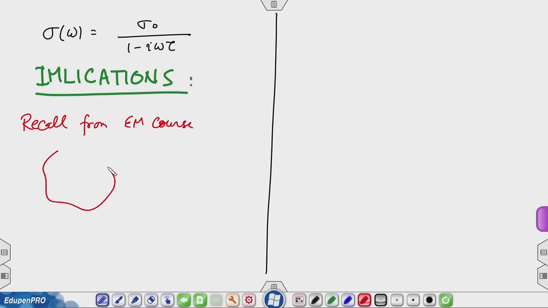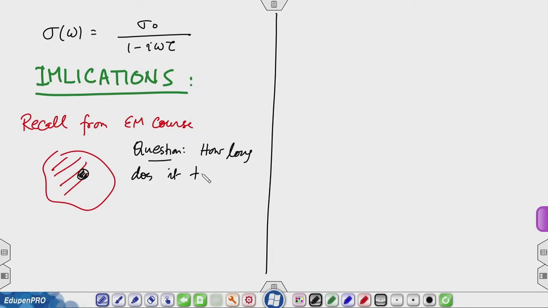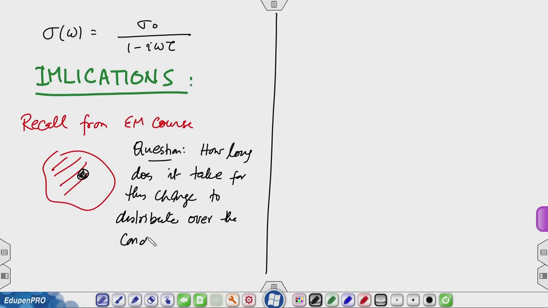that we talk about if I have this conductor and I put some extra charge on it, right. So, I put this extra charge, and the question we ask, how long does it take for this charge to distribute over the conductor? This is something you all have done, so I will just repeat it. What we do in this case is we write the continuity equation d rho dt plus del dot j equals 0. I put j equals sigma e.